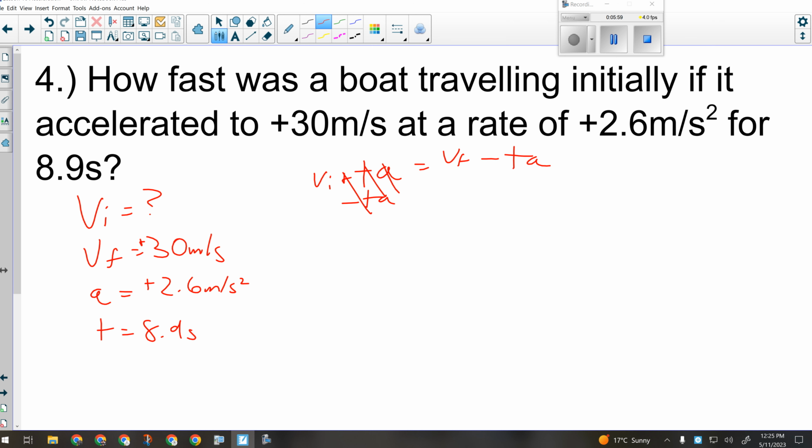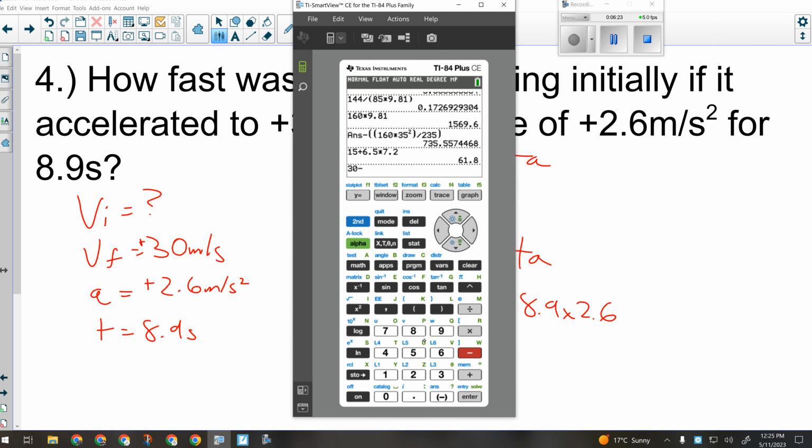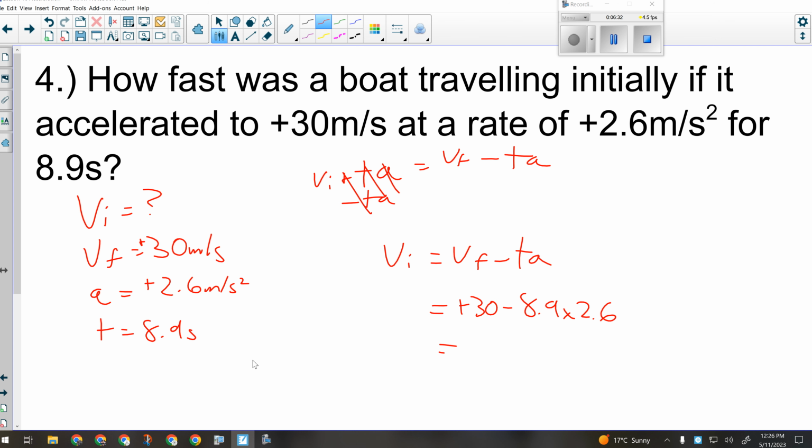All right, so now I've got my formula. VI equals the final velocity minus time times acceleration, or minus the change in velocity, was what we said yesterday. So that's going to be positive 30 minus 8.9 times 2.6. Okay, so the initial velocity of the boat was 6.86 meters per second, and that would be positive for that one.